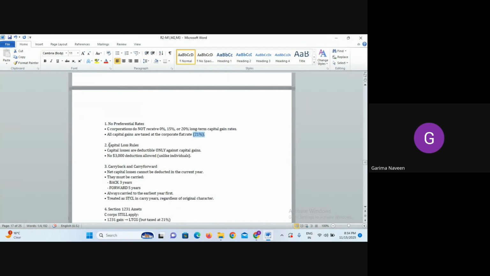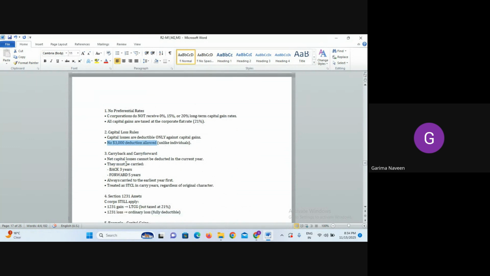Okay. Loss rule says you can deduct only against your capital gains, and if you have excess of capital losses, then you can carry back or carry forward, but do not deduct from the other sources of income, as in the case of an individual. Okay. So how much carry back and carry forward can you do? You can carry back for 3 years and carry forward for 5 years.